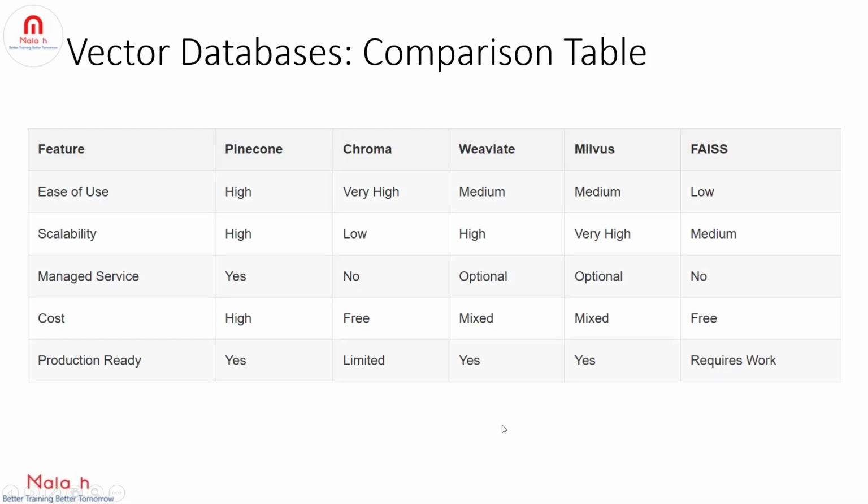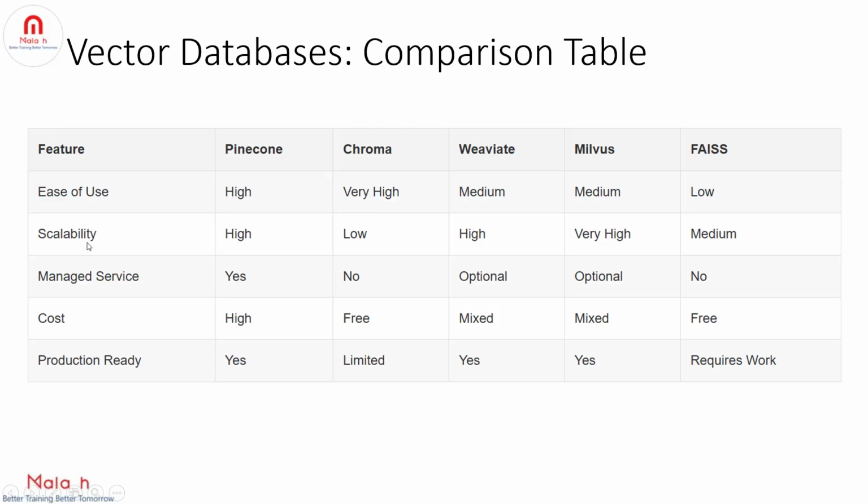And now let's try to compare these vector databases with the features. When it comes to ease of use, like we saw, the Chroma database is very easy to use and it is also free, right? After Chroma, we have Pinecone, which is easy to use, Weaviate and Milvus are medium, and FAISS is low, right? So if you want to build something real quick, like a proof of concept, then you go for Chroma.